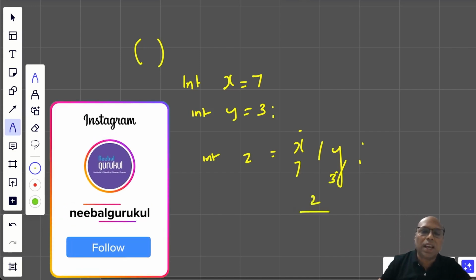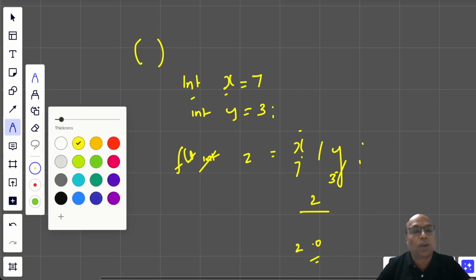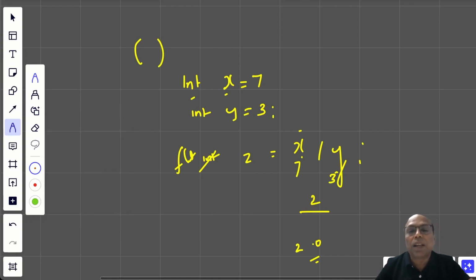Therefore, even if I make z a float, my answer is going to be only 2.0. Note that I want 2.33. What to do in this case? One option is you can make x or y a float. The other option is you can tell the system to store the x value in a register of type float. I will do that by simply writing float in a bracket before the x.